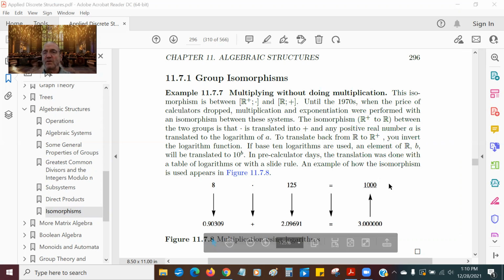8 times 125 equals 1,000. It's not so hard to figure out. But if you get more complicated numbers, it actually works. Logs is an amazing system, and slide rules are amazing. Anyway, this is sort of an isomorphism. This is what we call an isomorphism.